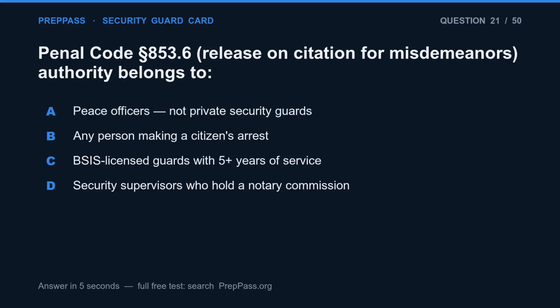Question 21. Penal Code Section 853.6, release on citation for misdemeanors. Authority belongs to A. Peace officers, not private security guards. B. Any person making a citizen's arrest. C. BSIS licensed guards with 5+ years of service. D. Security supervisors who hold a notary commission.